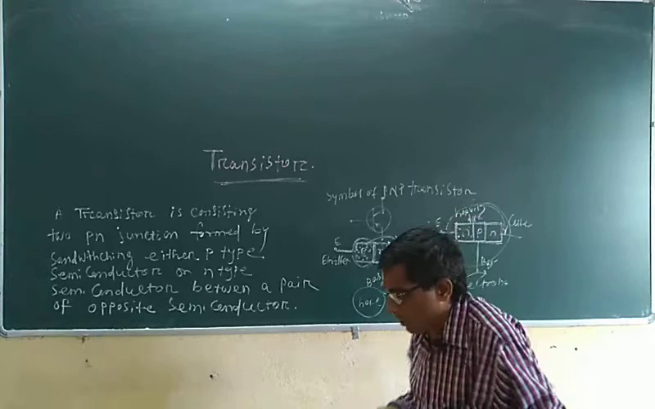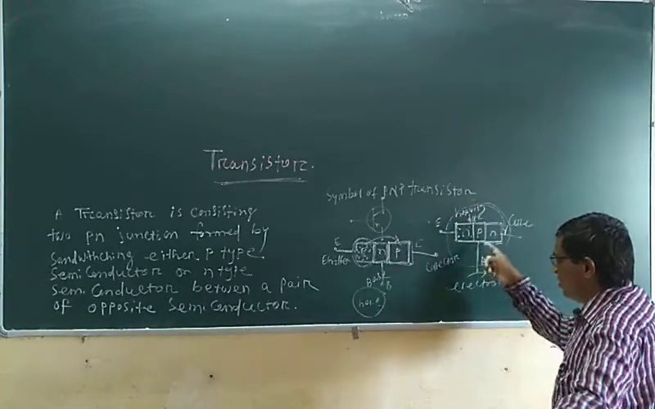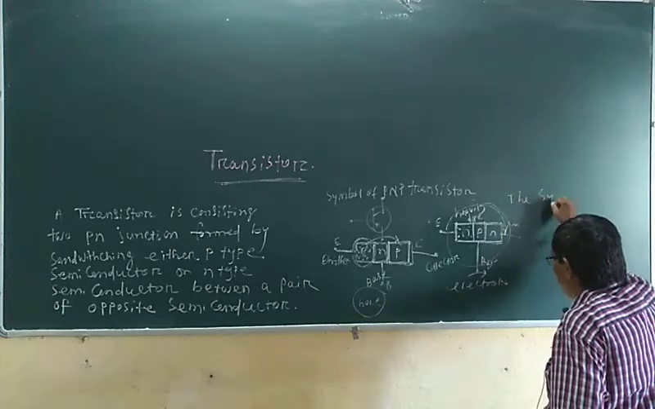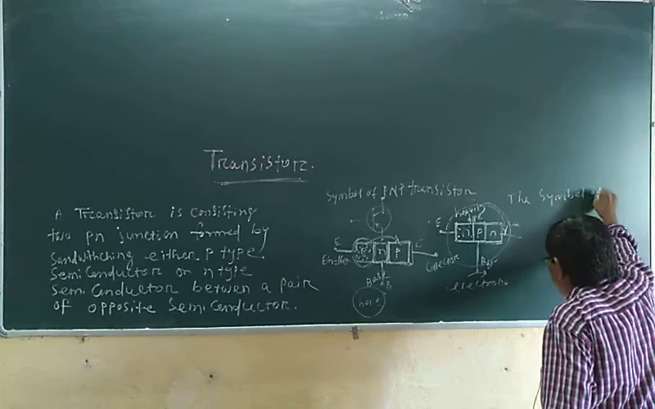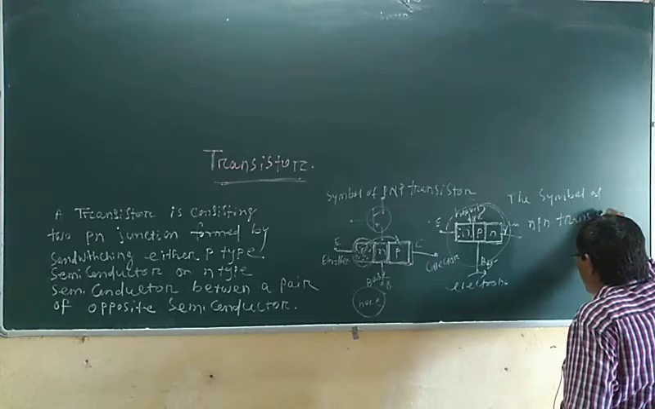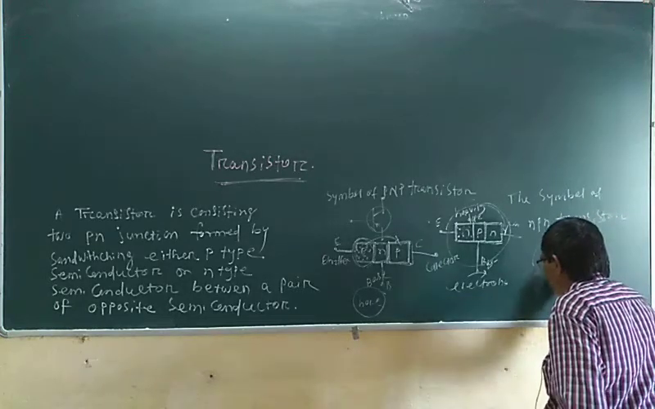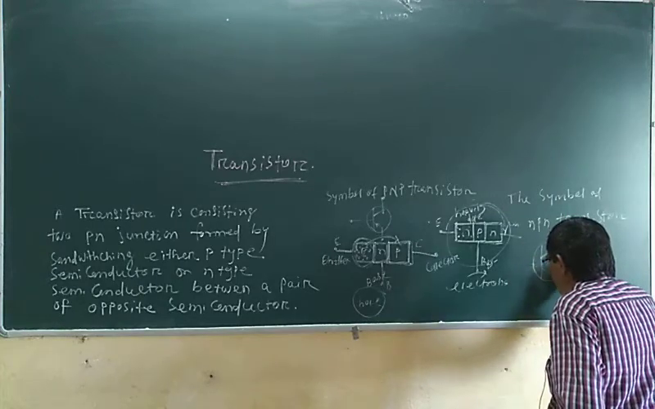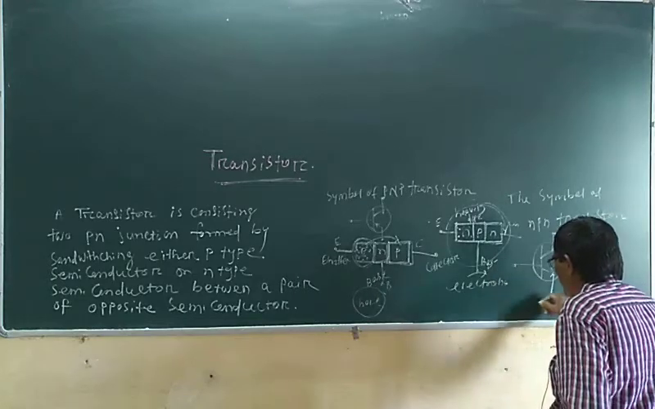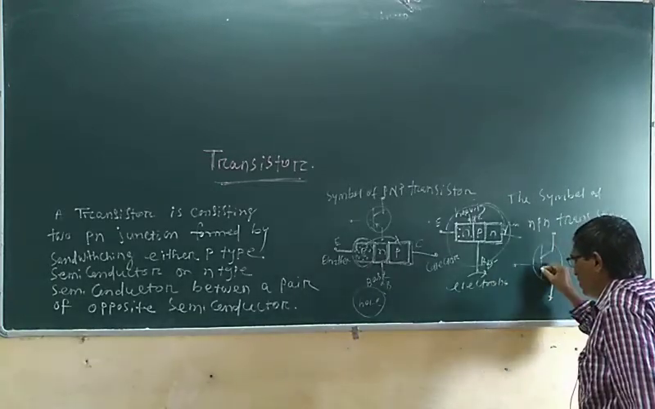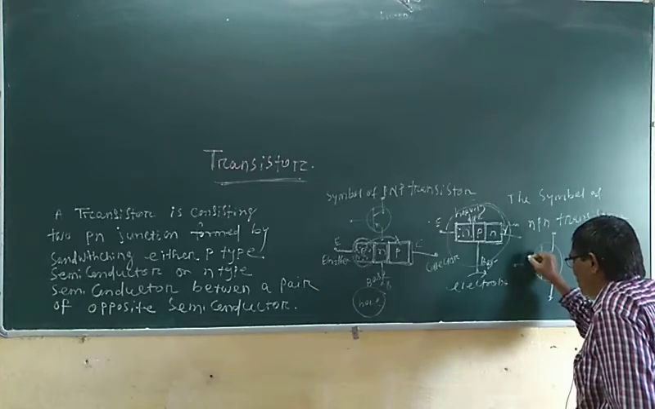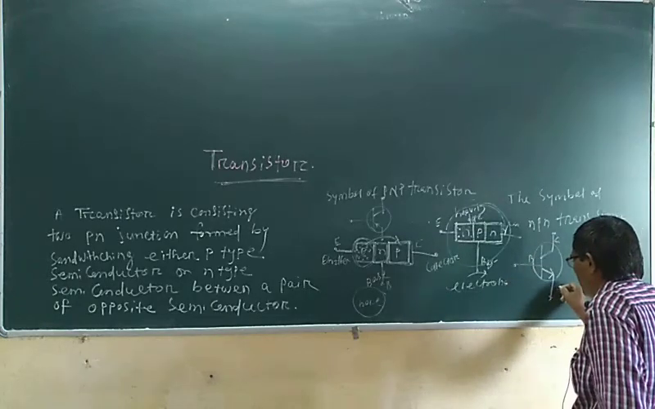Now the symbol of the NPN transistor is like this. This is the symbol of an NPN transistor. The arrow mark points towards the outside from the base, that is the base terminal. This is the collector and emitter.